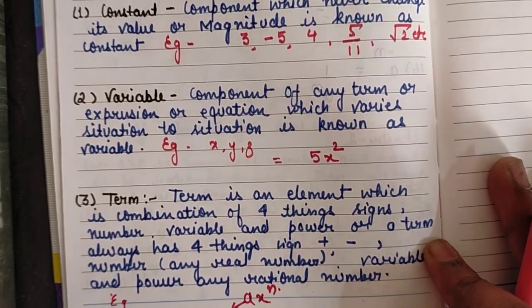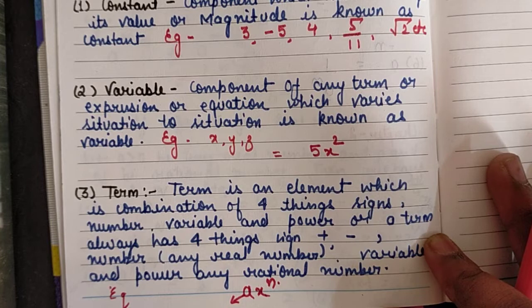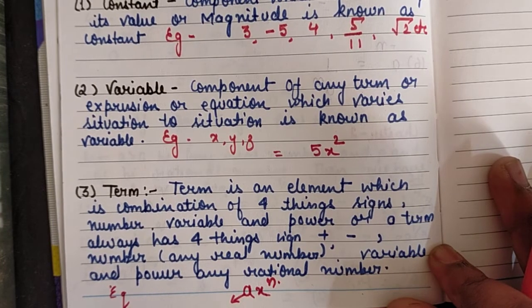A term is an element which is a combination of four things: sign, number, variable and power. A term always has a sign, plus or minus, a number which may be any real number, the variable, and the power, which may be any rational number.